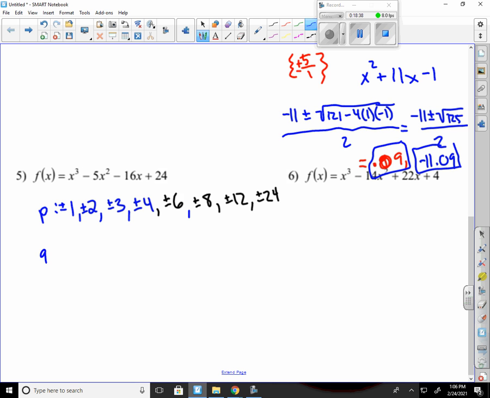Q is just 1. That means it's a plus or minus 1. So even though I had all these possibilities, the fact that Q was just 1 made it pretty nice for me. List out P over Q. 1 over 1. 2 over 1. 3 over 1. I'm done saying over 1.